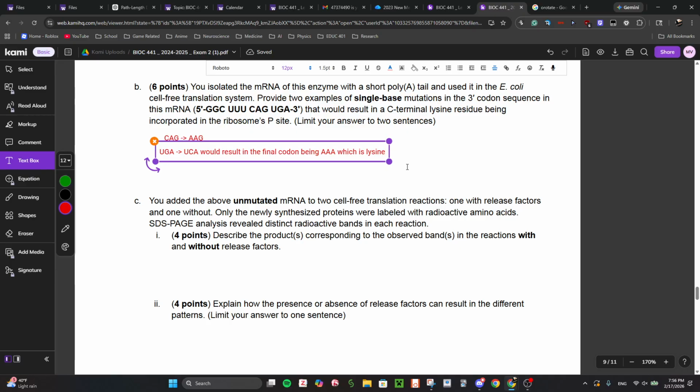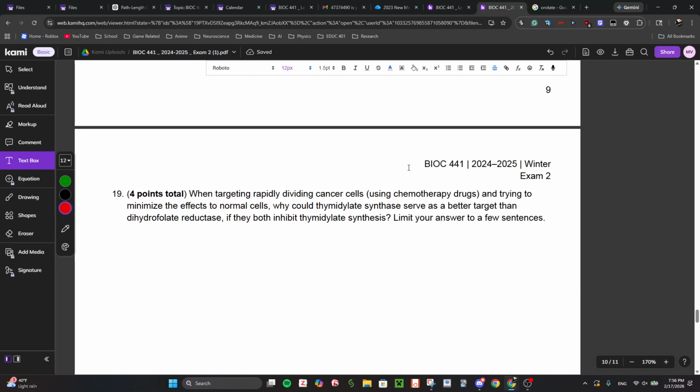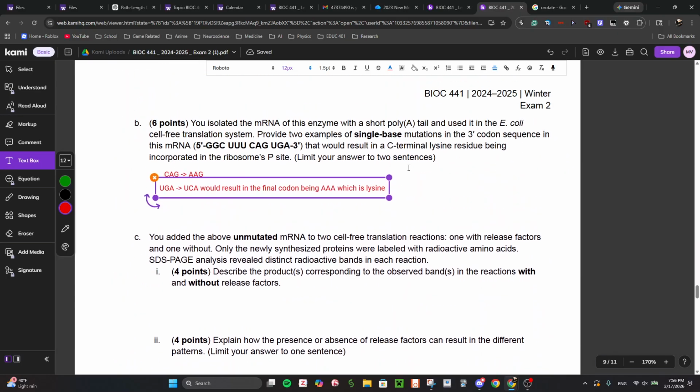Yes, I know. That's what I was thinking too. But you have to think about the whole sequence, everything that's there. So the poly A tail is there as well. So please, be very careful with those kinds of things.